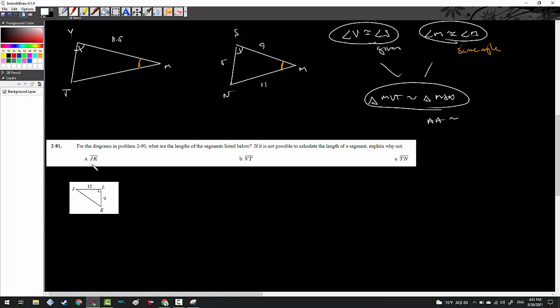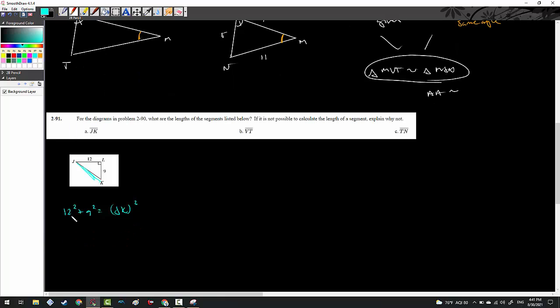So in A, we're looking at triangle JLK here. To find the length of JK, that's just our good old buddy, the Pythagorean theorem, right? So I can say 12 squared plus 9 squared equals JK squared. And that's going to be 144 plus 81 equals JK squared. And then I get 225 equals JK squared if I add these together. So JK will equal 15.